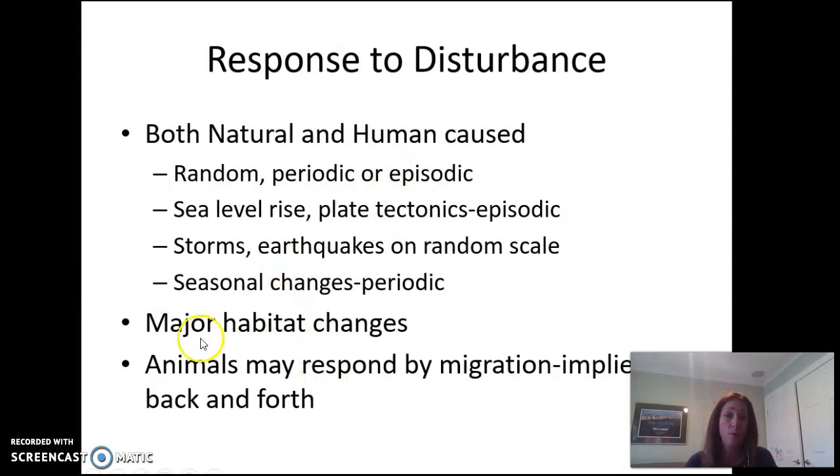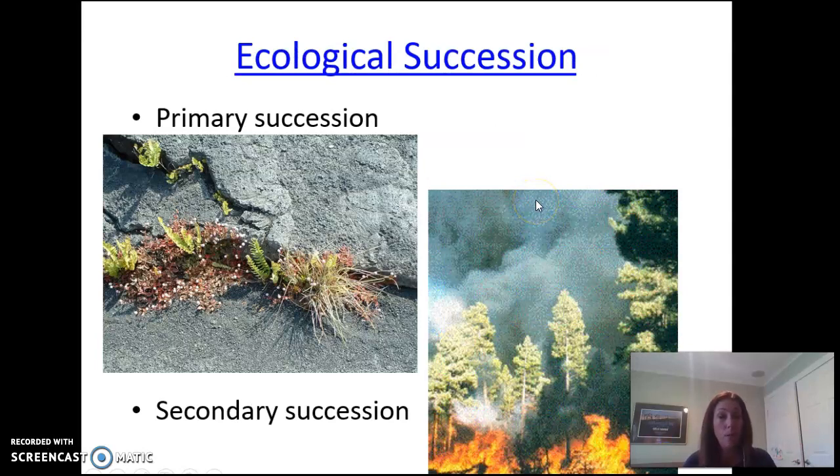Another big thing that will cause them to respond to disturbance is any type of major habitat change. So they'll either have to respond or they might go extinct. Now, one of the big types of disturbance, a classic community reaction that we have, is called succession. Now, there are two types of succession. We have primary succession and secondary. Now, there are not many things that lead to primary succession.